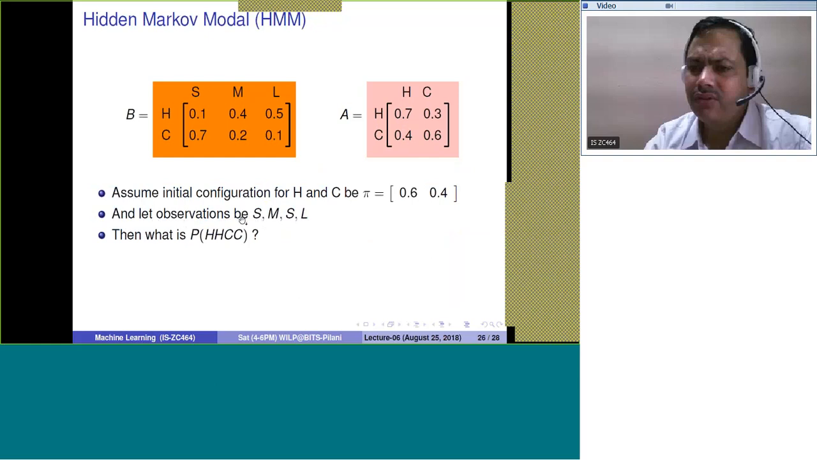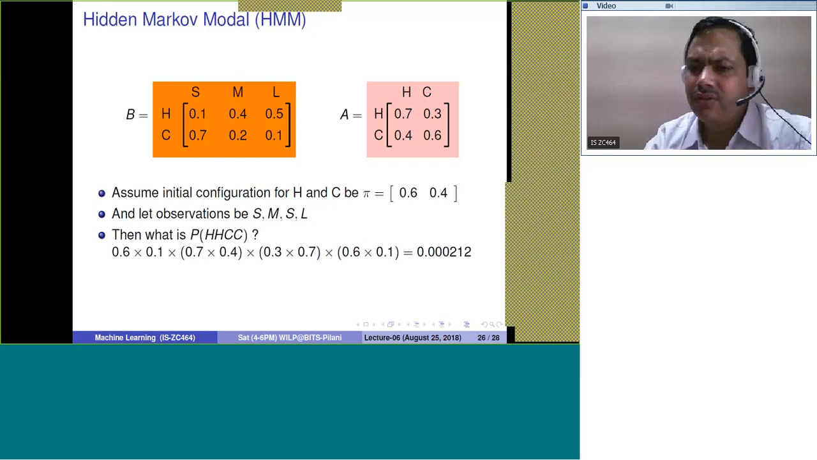Now we want to find out the probability that it was a hot day, then cold day, then cold day. That's very easy. What is the probability that the day is hot? We know that it is 0.6. On the hot day, small coverage is 0.1. Then hot to hot, the next day should be hot. What is the probability that on a hot day the next day is hot? 0.7.